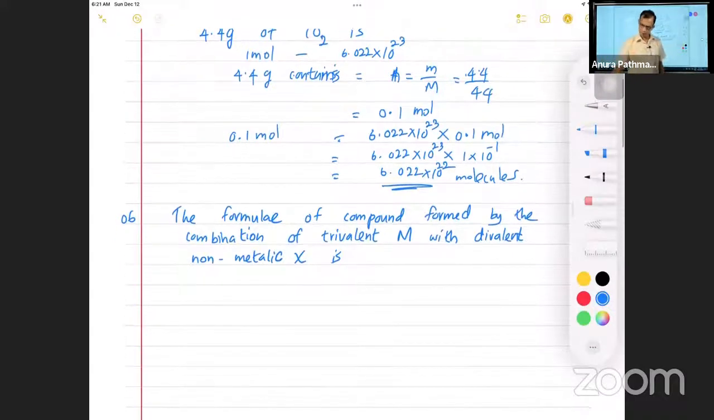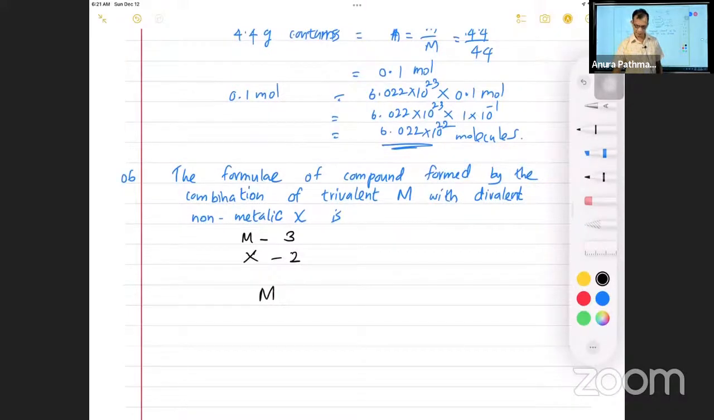M2X3. M has valence 3 and X has valence 2. M has less electronegativity and shows metallic quality, so it should come first, and the other one next. The valences are reciprocally exchanged, and then you write M2X3. Am I correct? Yes, sir. M2X3.